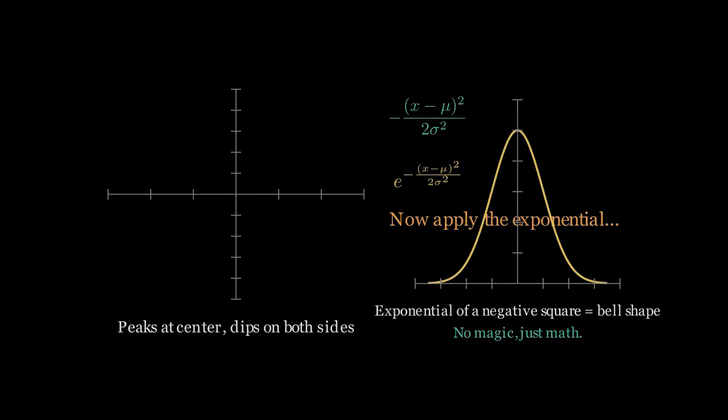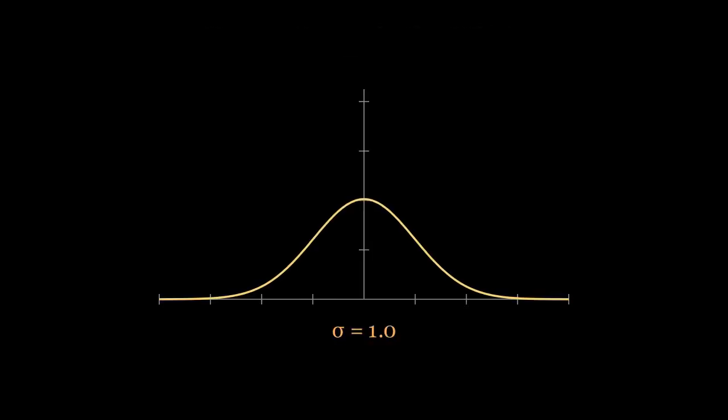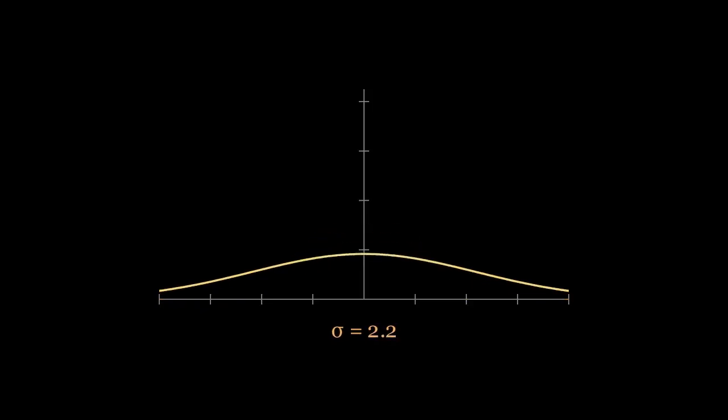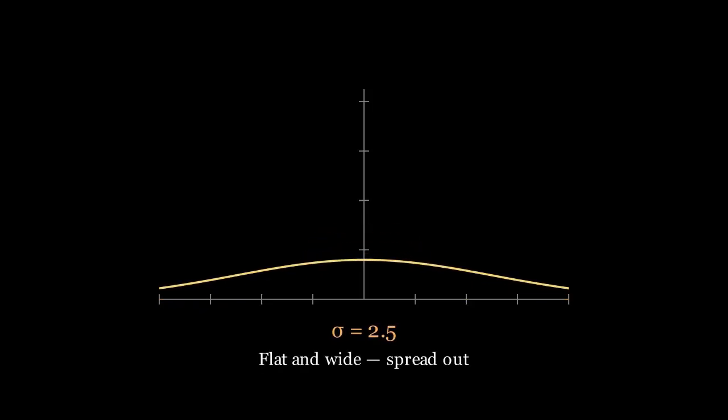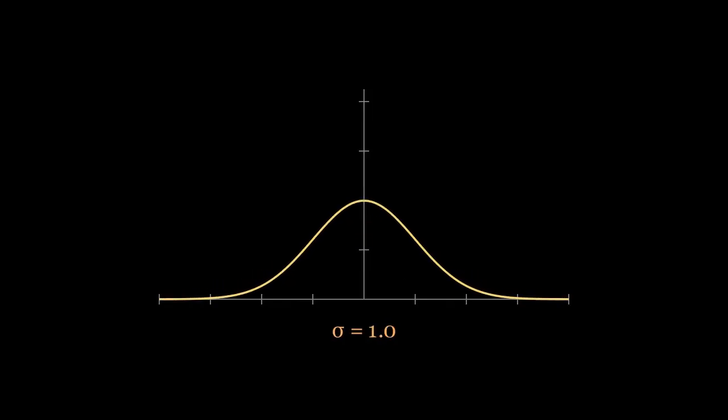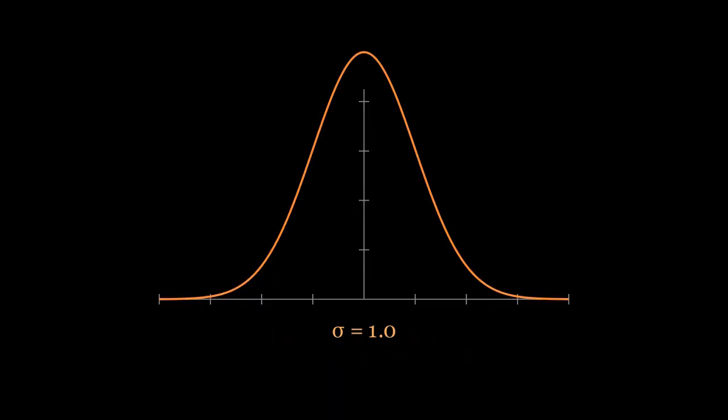No tricks, no shortcuts. Notice how the standard deviation controls the width. When sigma is small, the bell is tall and narrow. Scores cluster tightly. When sigma is large, the bell flattens and spreads. Animate this now and watch the curve breathe. There is one problem. The area under the curve is not yet equal to 1.